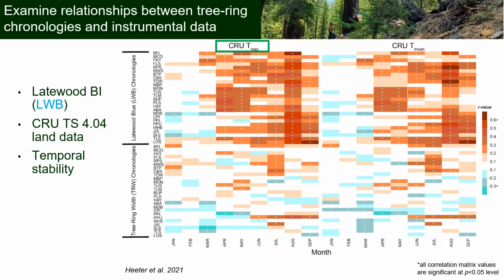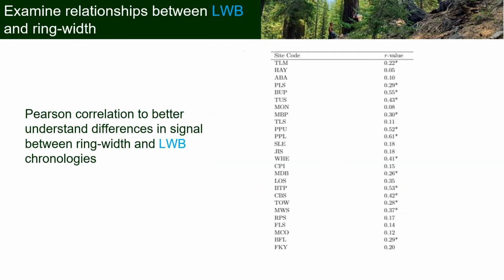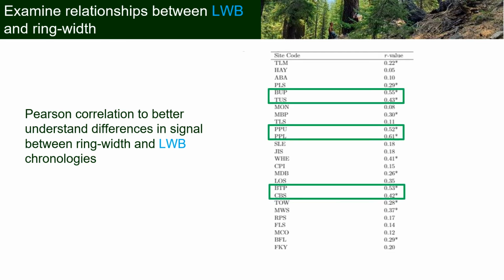And in comparison to their latewood blue site counterparts, the ring width chronologies typically did not show strong responses to temperature. Across the network, there were substantial differences in the relationships between radial and densitometric tree growth at each site. This was evident by the instances where ring width chronologies did show significant responses to growing season temperatures and were highly correlated with their latewood blue site counterpart chronologies.